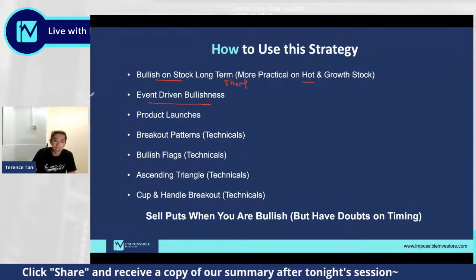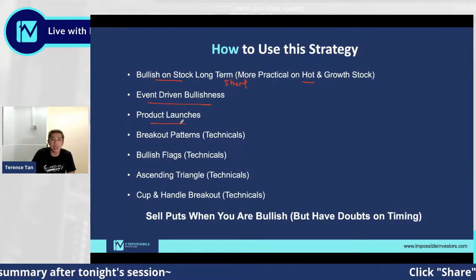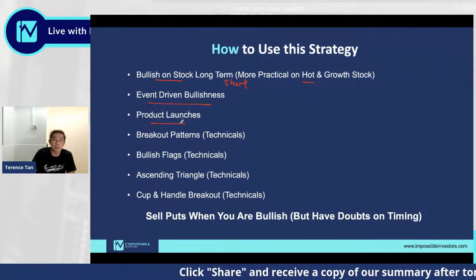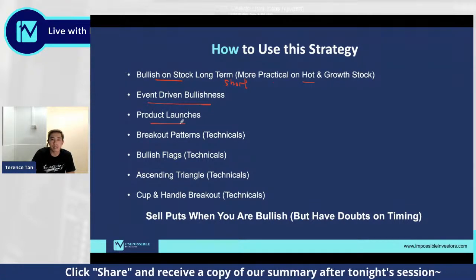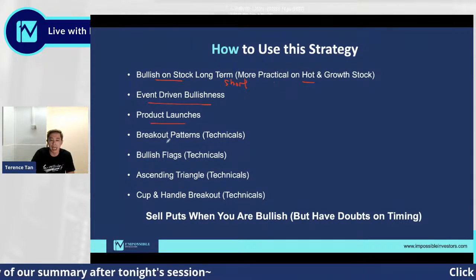Now, product launches, of course, for us, it's very popular. Right now, it'll probably be Tesla. Back then, we'll probably have the iPhones. So product launches over here on the hottest and latest products in the markets.